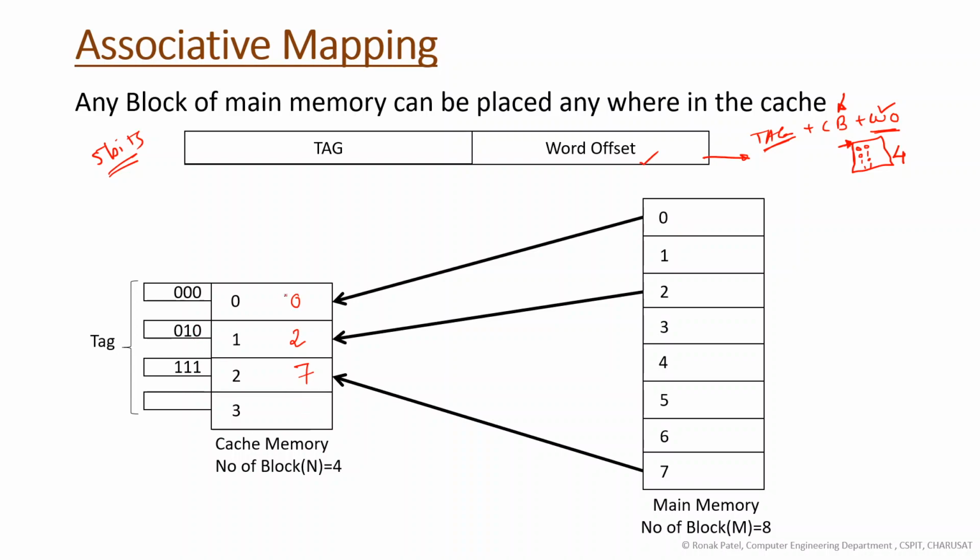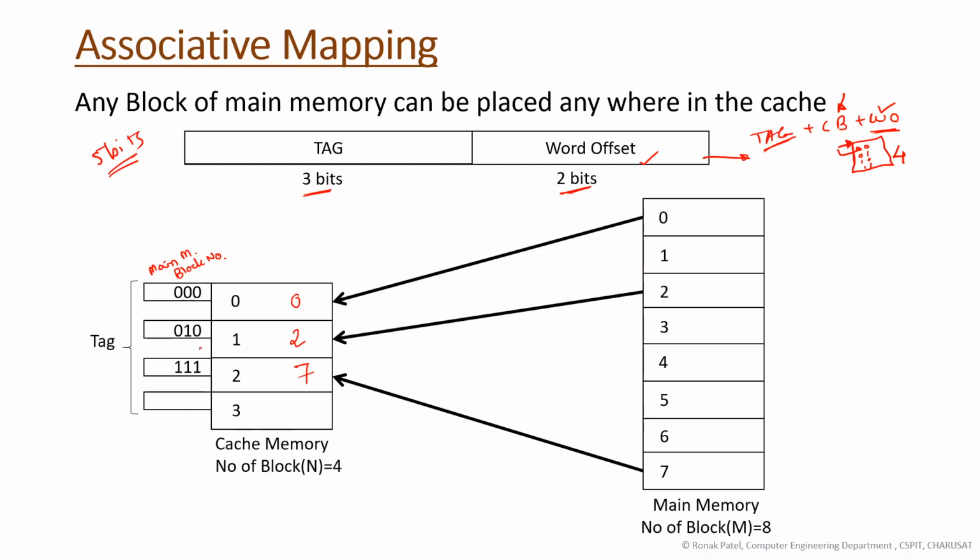So what do we require in the tag? The main memory block number. In this tag we have the main memory block number. So 3 bits for tag. This depends on how many blocks there are in your main memory. Total 8 blocks are there, 2 raised to 3, so 3 bits for tag. This way the associative mapping is working.